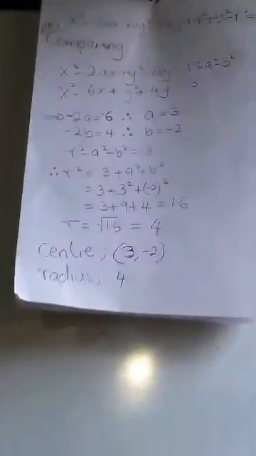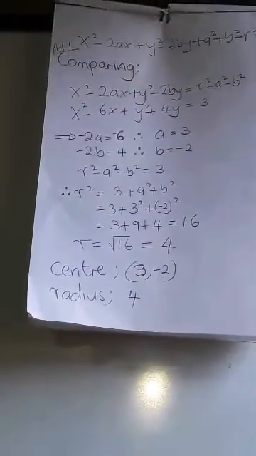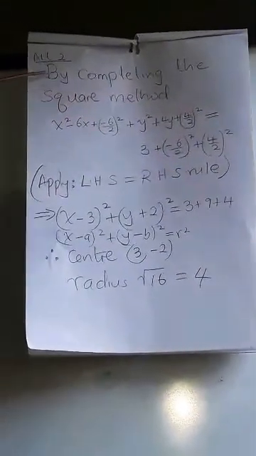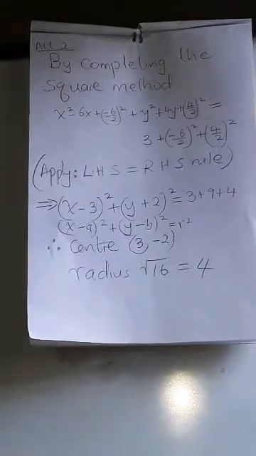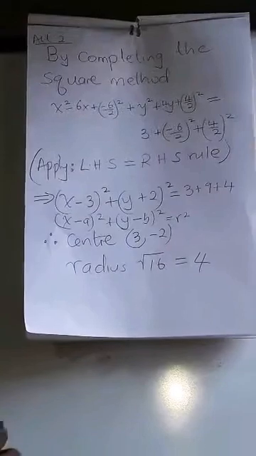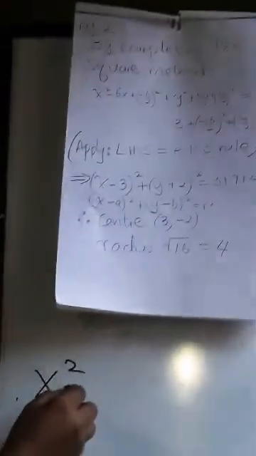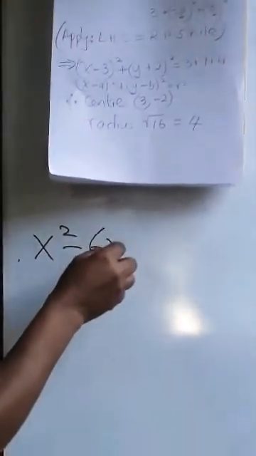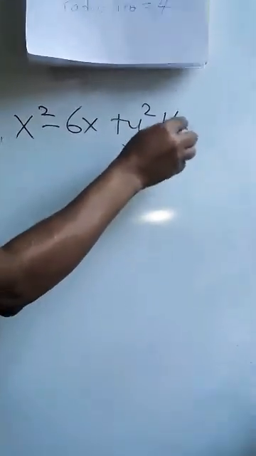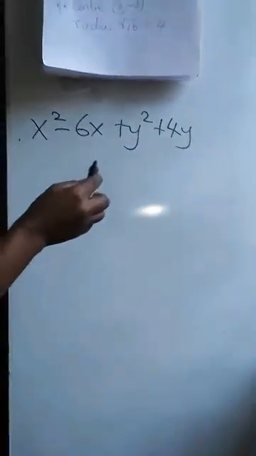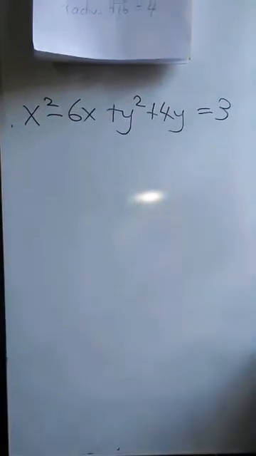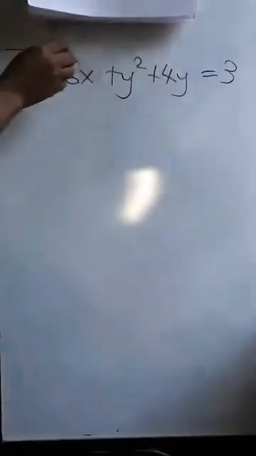We have alternative 2 of the same equation. Now alternative 2 is the method of completing the square. So you take the equation x squared minus 6x plus y squared plus 4y is equal to 3. I will take this portion first.